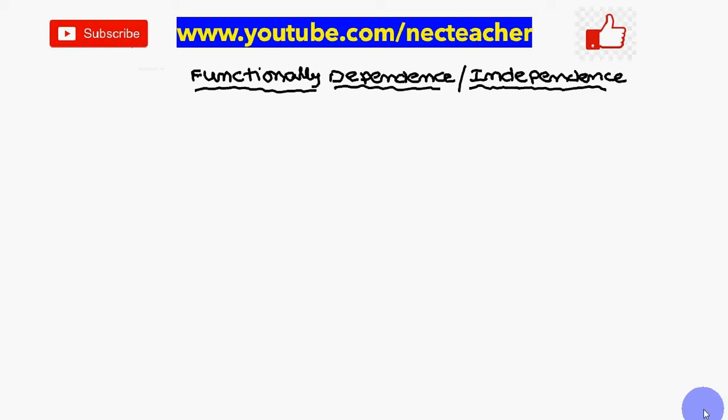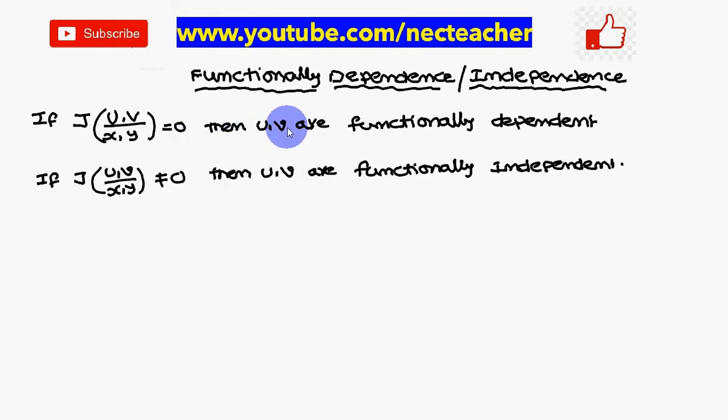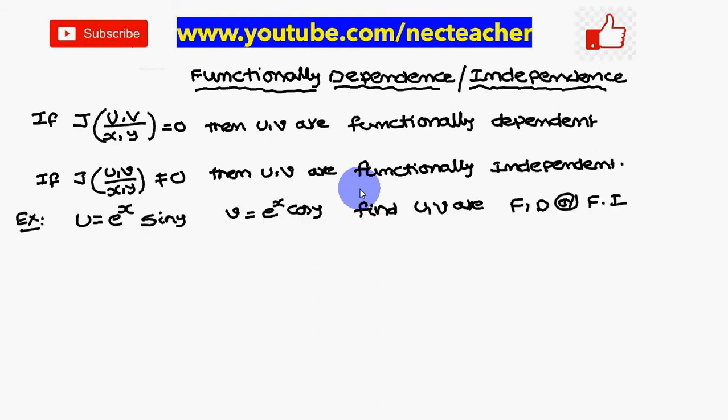Good morning, students. Today we are going to discuss functional dependent and independent problems. When can you say that a given function is functionally dependent or independent? If its Jacobian is 0, then you can say that u, v are functionally dependent. If the Jacobian is not equal to 0, then they are functionally independent. Okay, so let us consider one problem.